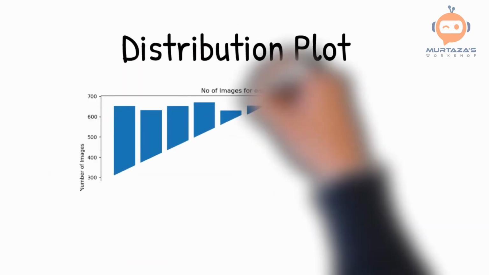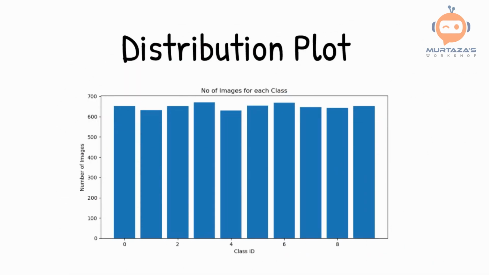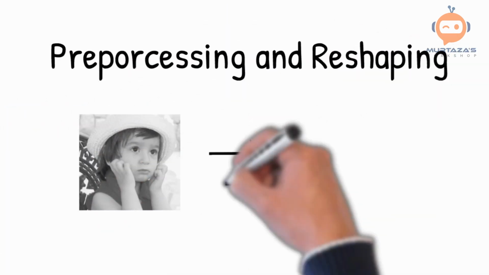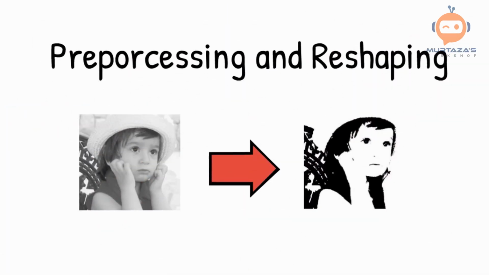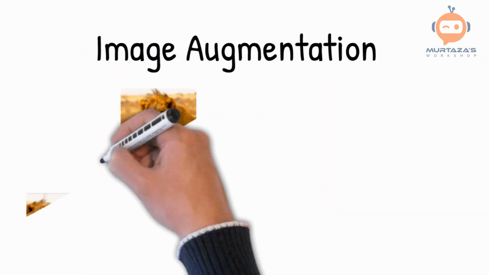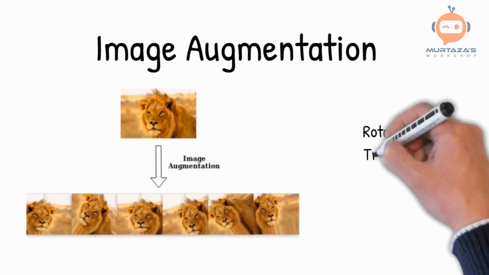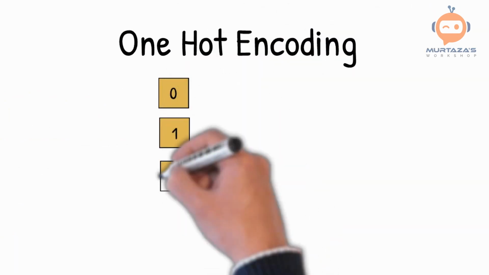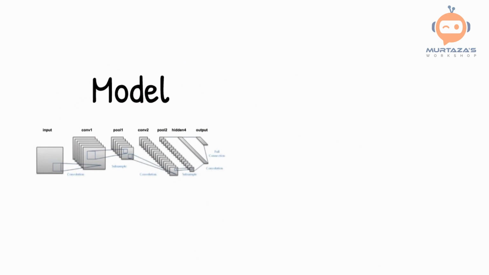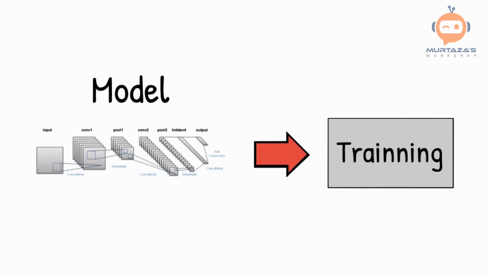Later we will plot the training images distribution so that we can see if the data of each class is distributed equally. The images will be processed next to optimize for the training process. Then we will augment the images to make the data more generic. We will use functions such as rotation, translation, zoom and more. Next we will one-hot encode the matrix. Later we will create the model and start the training process.